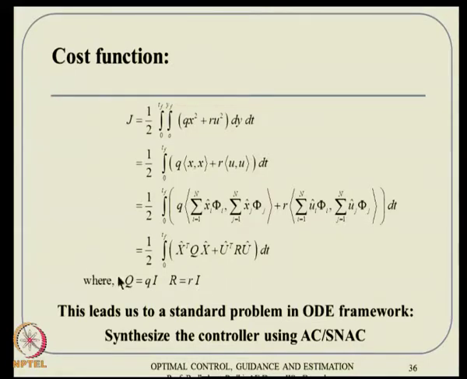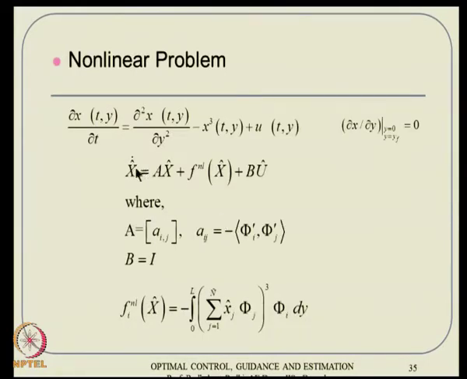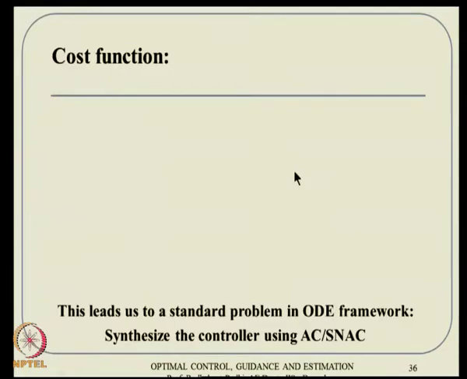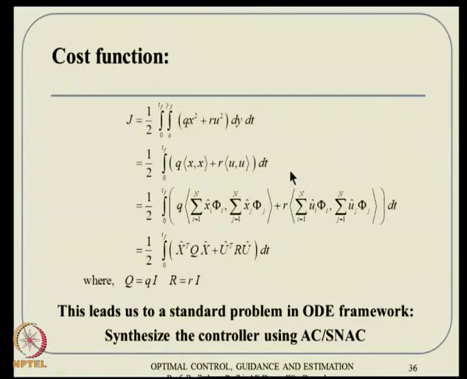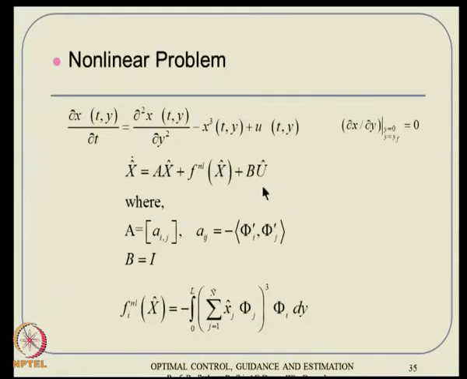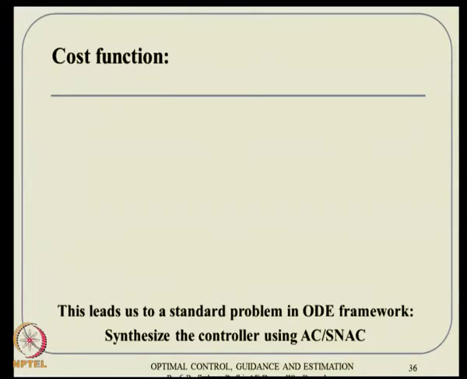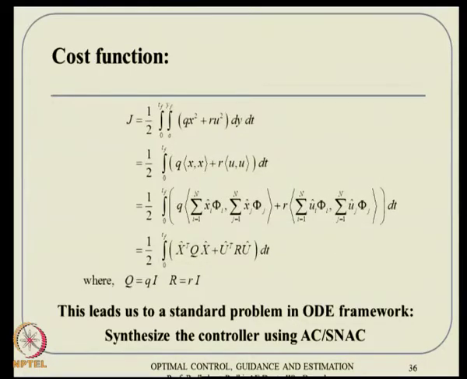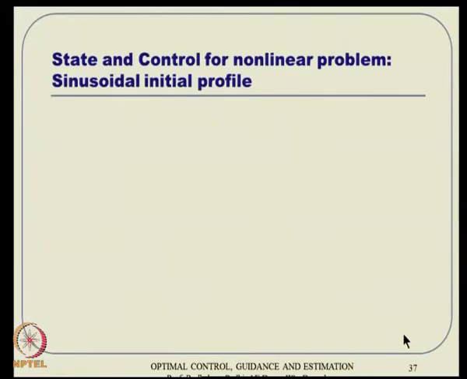So, this J that you see here and this system dynamics that you see here represent a regulator problem, but it is a nonlinear regulator problem. And because this is control affine to begin with in the PDE, it also results in control affine nonlinear system dynamics. So, obviously, when you have control affine nonlinear system dynamics and a quadratic cost function, you can exploit this idea of adaptive critic, or single network adaptive critic, and get better solutions.